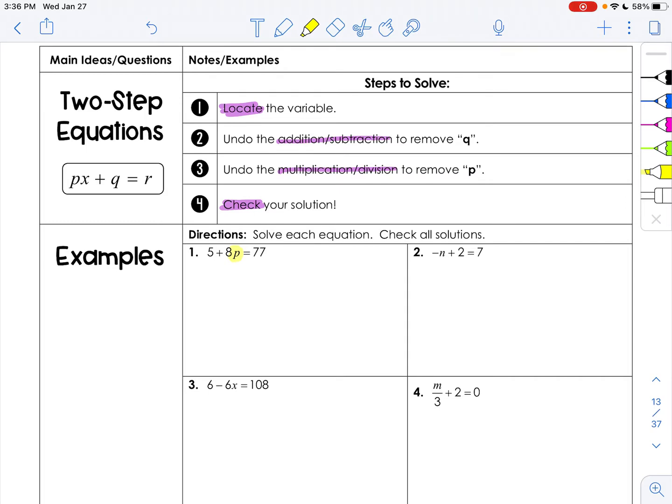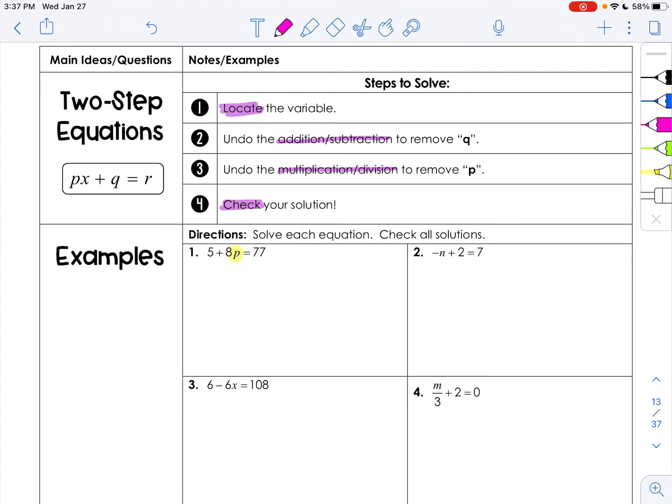So in order to do that, we're going to focus on our addition first. And at first glance, you might be tempted to say our addition is the 8 because it says plus 8, but that is not the case. So remember, when you have 8 and p side by side, 8p means 8 times p. So that 8 is actually the multiplication. So you want to do the 8 second.